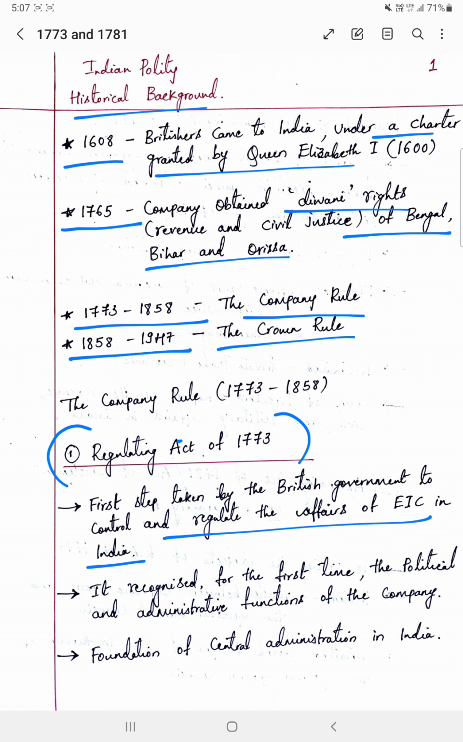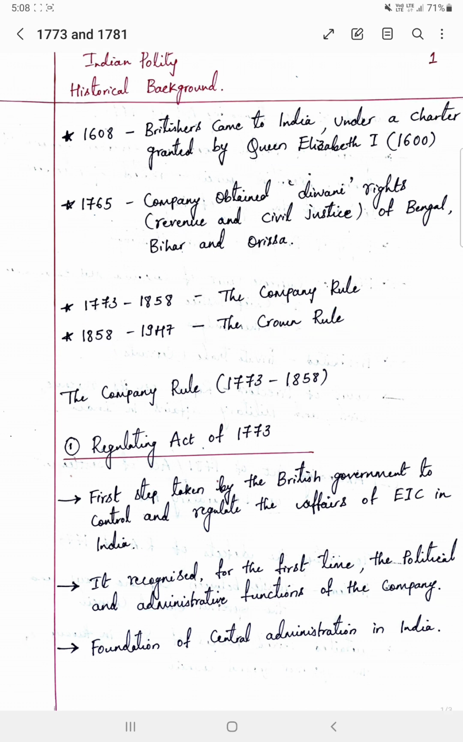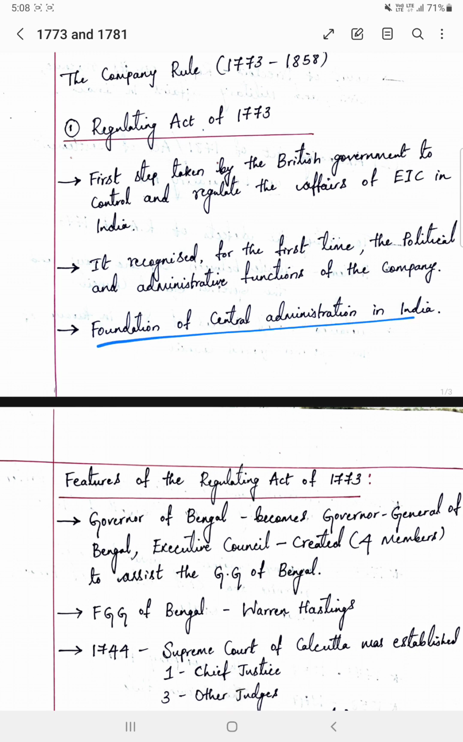So the Regulating Act of 1773 was the first major step taken not by the English East India Company but by the British government in UK to control the English East India Company's affairs or its functions in India. Then it recognized for the first time the political and administrative functions of the company. In 1773, the East India Company was not just limited to trade. So through this act, for the first time, the political and administrative functions of the company were recognized by the British government. Then the foundation of central administration in India was laid down through this act.